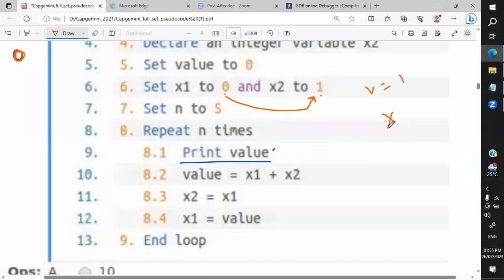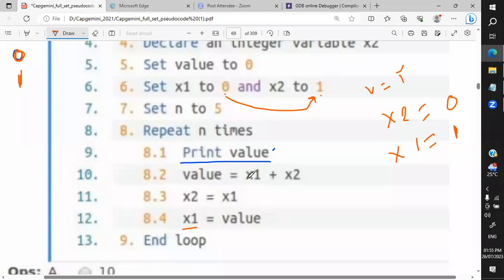Let me write it here. x2 will become 0. After that, x1 equal to value. What is the value we have in value? 1. So x1 will become 1. Okay. Then after that it goes back. n was 1, it was done. Now n is 2, and n is 2 again enters inside print value. What is the value now? 1. So the second output we get is 1.